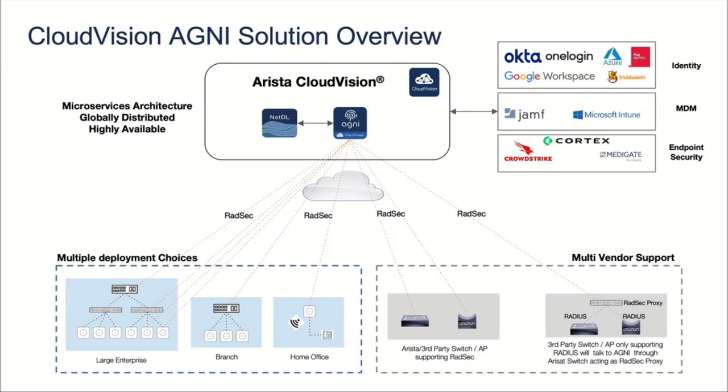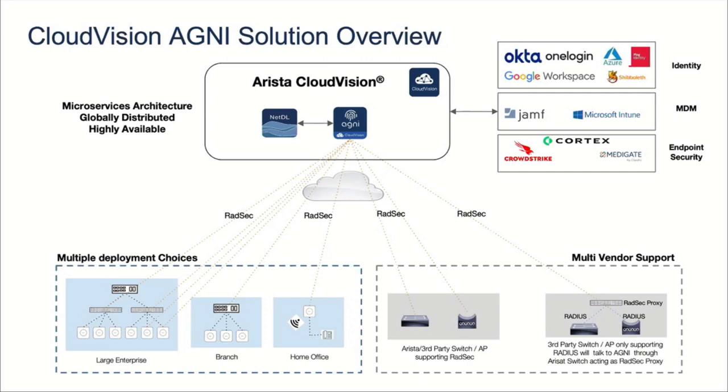So how does it interact with the network access devices? Arista's wireless and wired infrastructure support native RadSec. AGNI establishes a RadSec communication with the access point and switch. RadSec, as we all know, is an mTLS-based, highly secure, persistent TCP tunnel that exists between both endpoints. The client's authentication and credentials are passed through this RadSec tunnel.